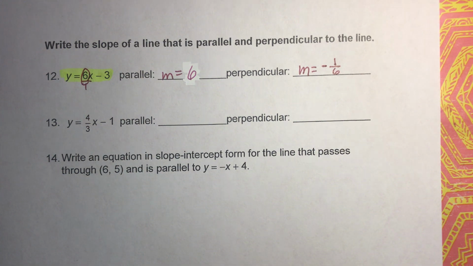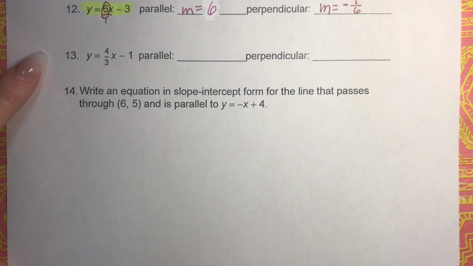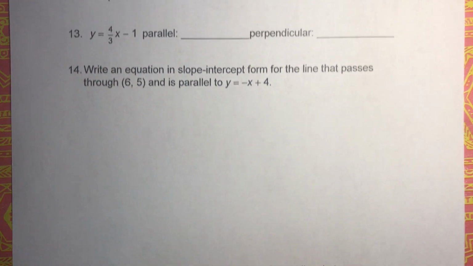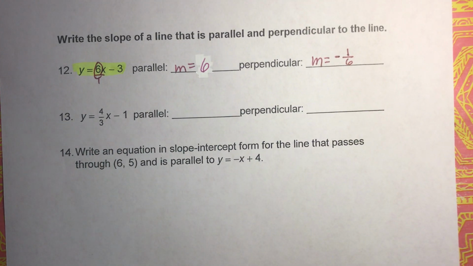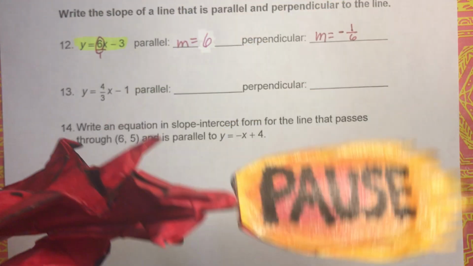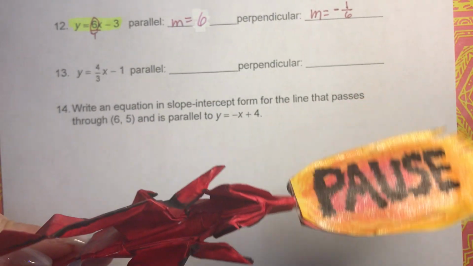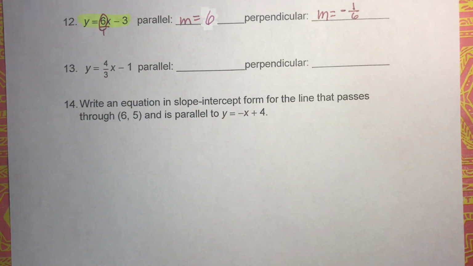So what I want you to do is work on 13, 14, and 15. Okay, so here's my friend the pause dragon. Remind you to pause your device, work out 13, 14, 15. When you get done, press play and we'll talk about them together. All right, see you in a bit.